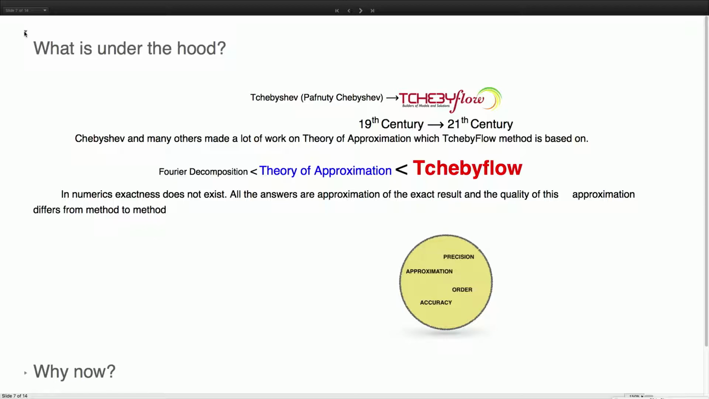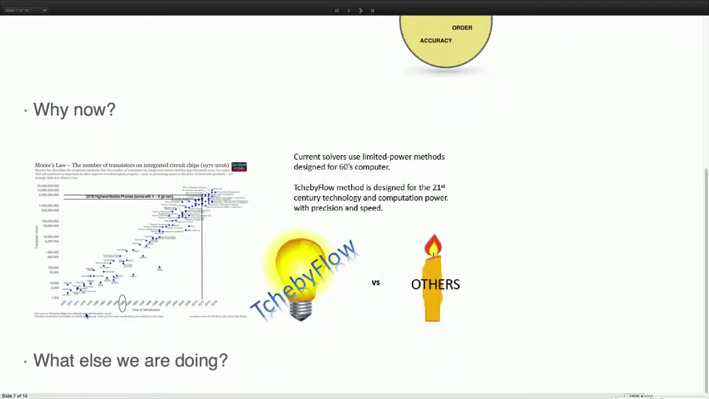And what we like to say is we are bringing 19th century math to do 21st century numerics. And we believe that it was first Fourier decomposition, then it came the theory of approximation. Now it is our time to do things. And why now? Why not like 10 years ago or when Mathematica started?